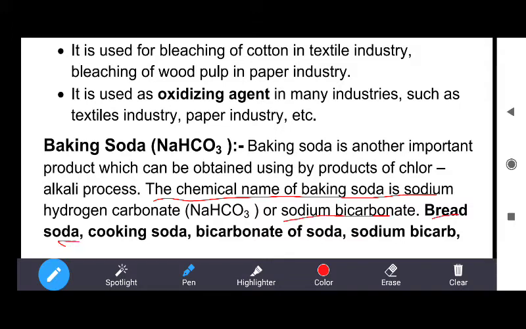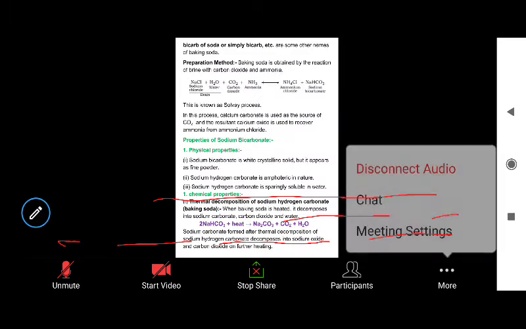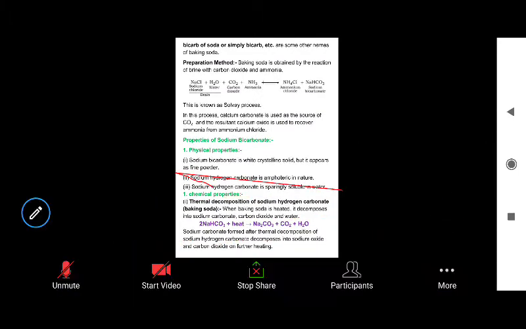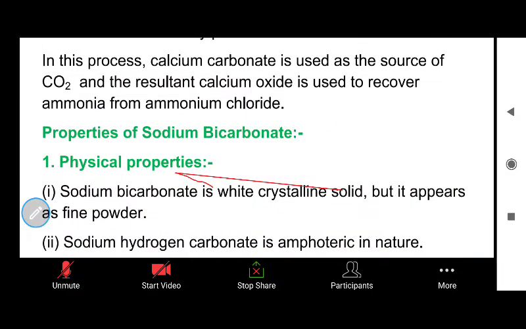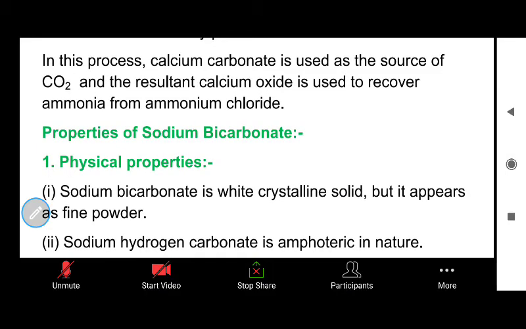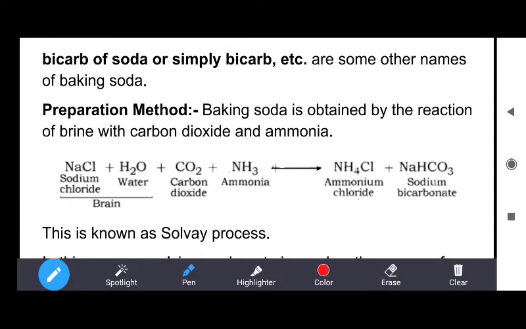Bread soda, cooking soda, bicarbonate of soda, sodium bicarb, bicarb of soda, or simply bicarb, etc. are some other names of baking soda.